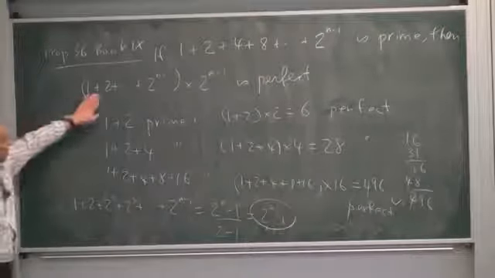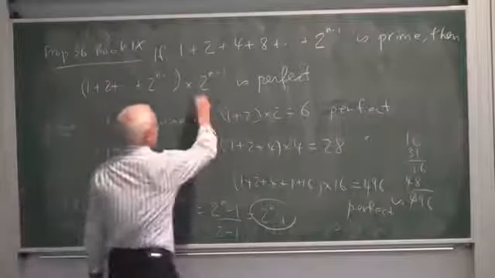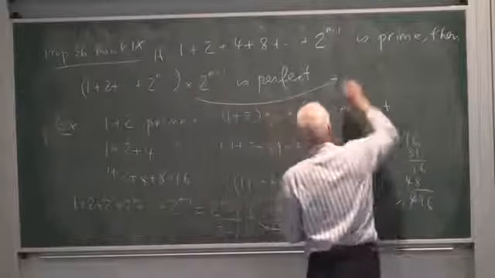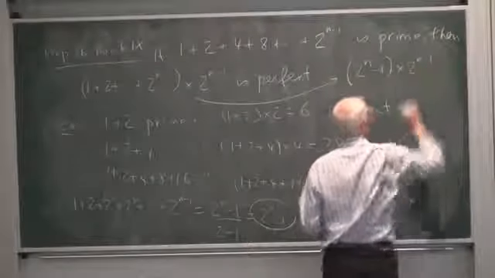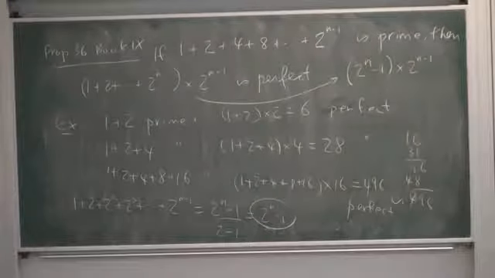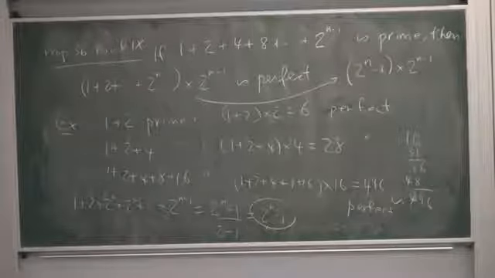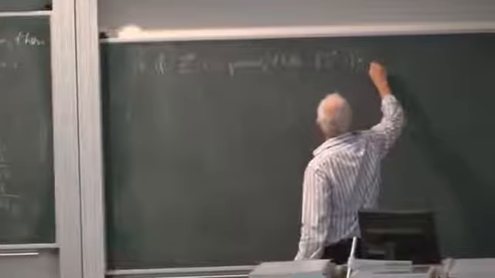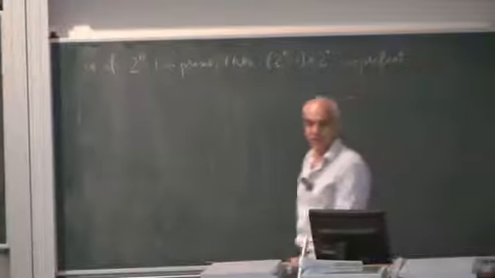So this number that's appearing here, we could rewrite it more efficiently as 2 to the n minus 1 times 2 to the n minus 1. Well, so we could state it another way, i.e., if 2 to the n minus 1 is prime, then 2 to the n minus 1 times 2 to the n minus 1 is perfect. That's just a restatement of Euclid's theorem.